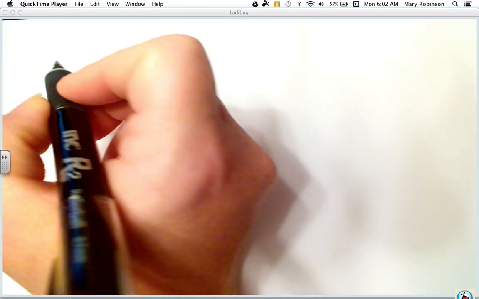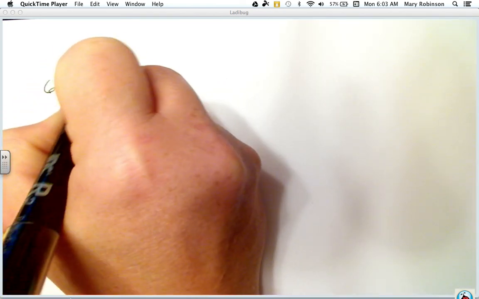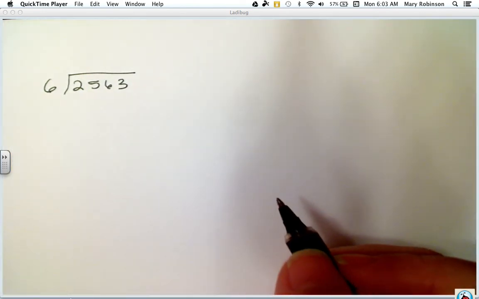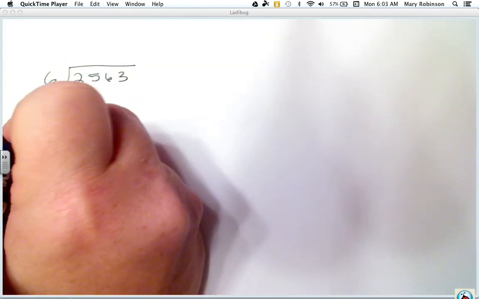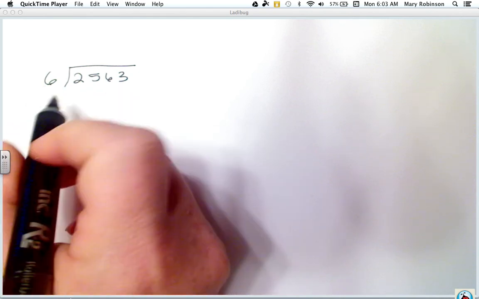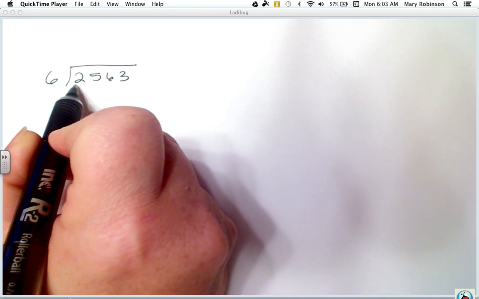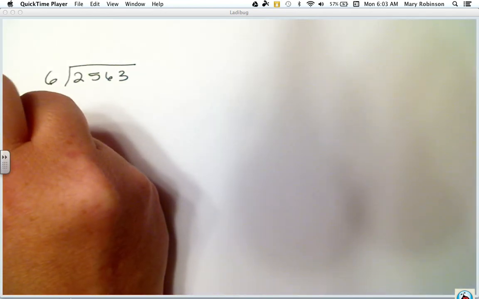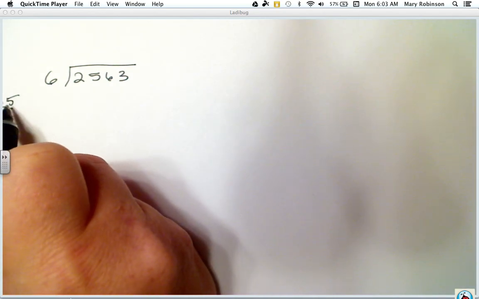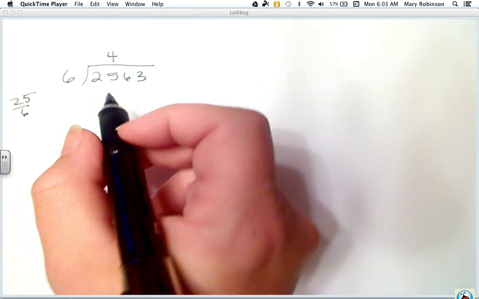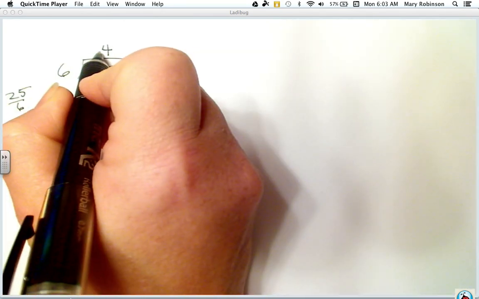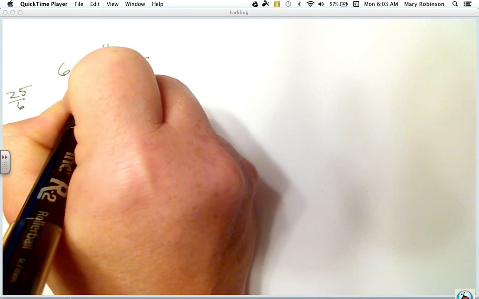So the first problem we'll look at is just a quick review of how to divide 2,563 by 6. Recall that we first take this number and see if it'll go into the first digit, and if it doesn't, then into the second digit. So if we consider 25 divided by 6, we know that 6 will go into 25 4 times. So we write 4 here at the top of 5 and then multiply. 4 times 6 is 24. Then we subtract.